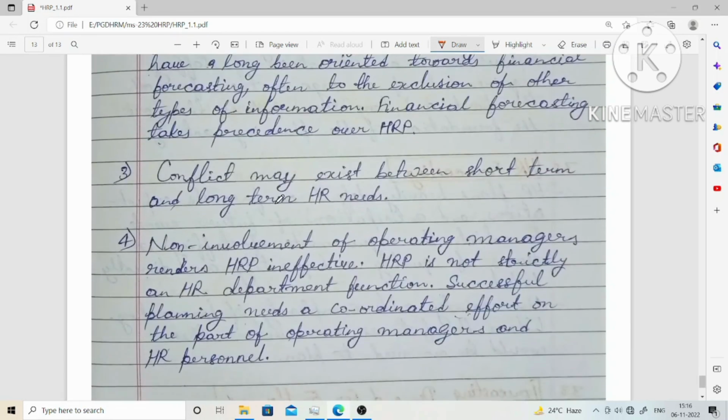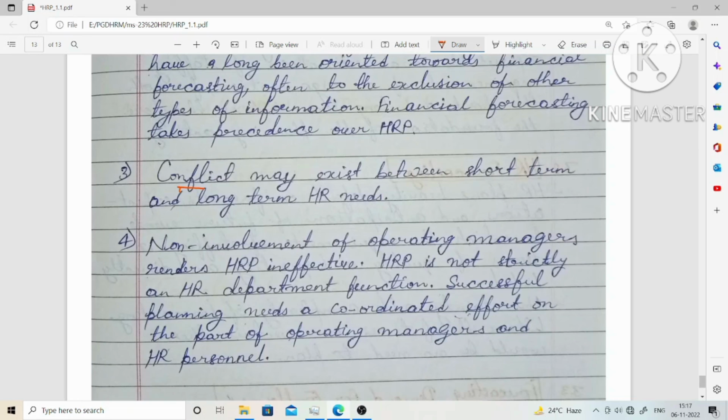Third given, conflict may exist between short-term and long-term HR needs. How? Because it may be possible that in the short run, fewer people will be required, and the skill set required for the short term will be different as compared to the number of people and the set of skills required in the long run. So there will be conflict.